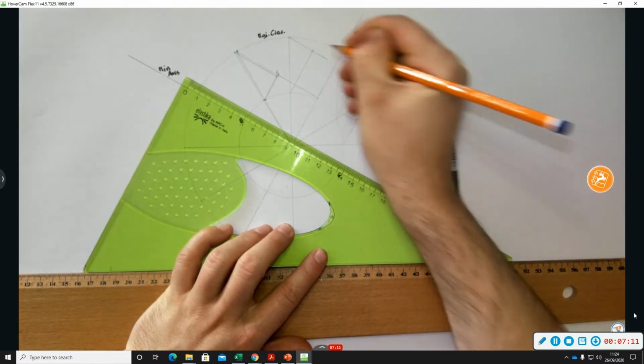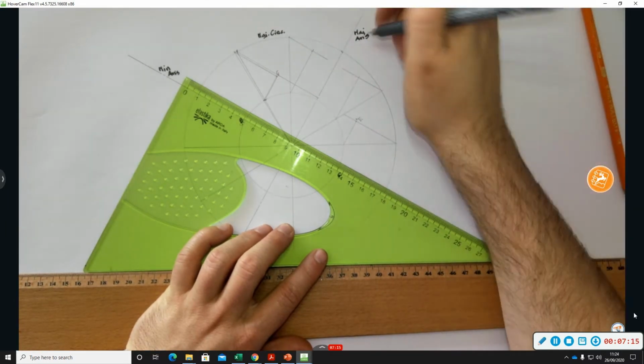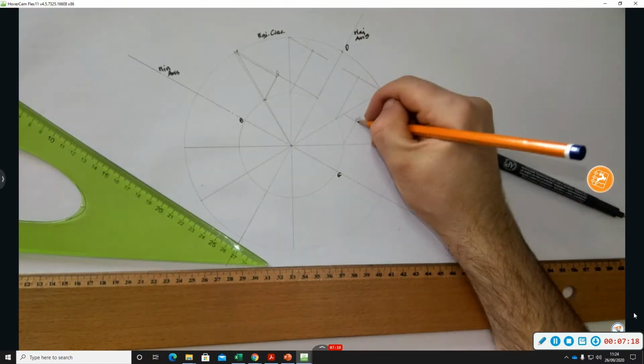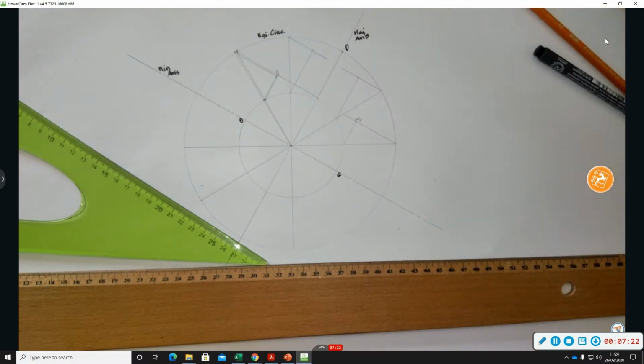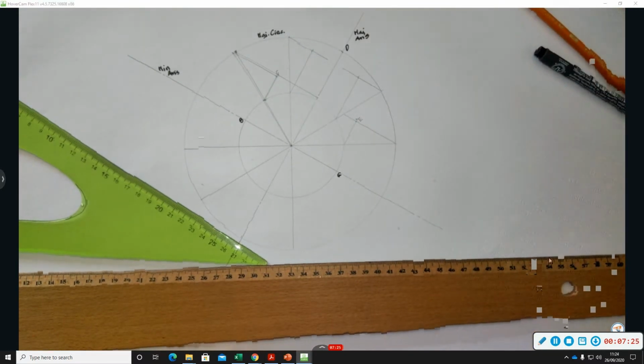I'm going to freehand sketch them in. That's point D. Okay, so there's the points on the ellipse. Right, I'm going to pause and freehand sketch. Right, so that's that marked in.